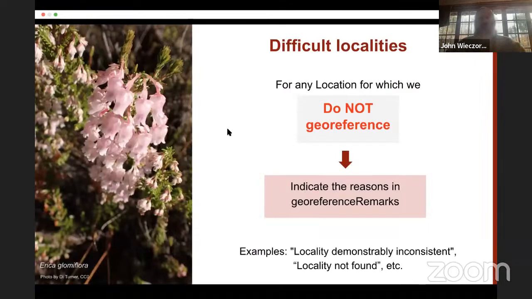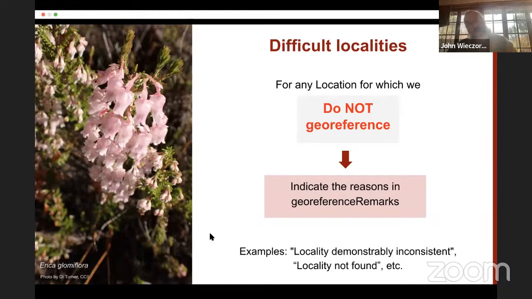And now we basically come to the conclusion about all of those. That is, for any of those situations that we are unable to georeference, basically what we have to do is describe why that is so. And here at the bottom, we have a couple of examples. So for the case where there was an inconsistency, we would write, the locality is demonstrably inconsistent. We can show what things are wrong. And in the case of a location not found, we would say locality not found.